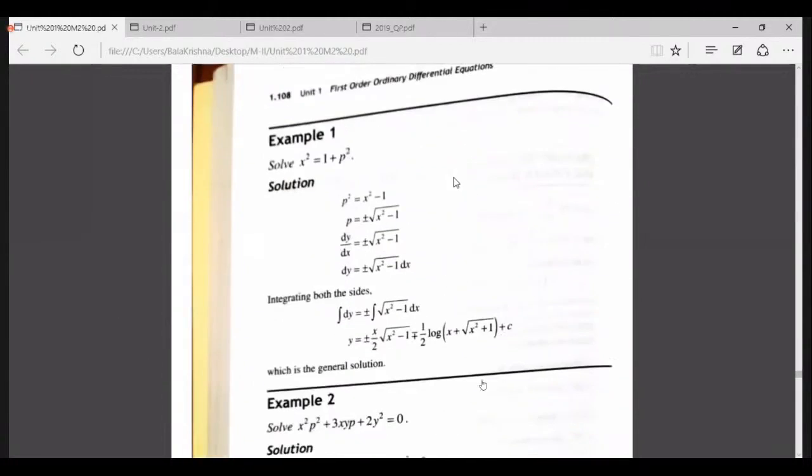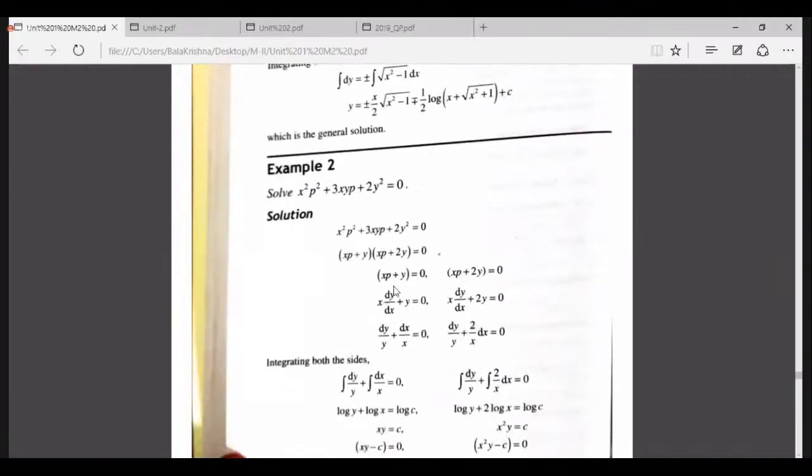Like this, if you see here, a simple one. You are given that x square is equal to 1 plus p square. That means here p indicates (dy by dx) whole square. That means a first order, second degree equation. To solve that one, directly we can have p is equal to, and we can directly solve by using the variable separable method.